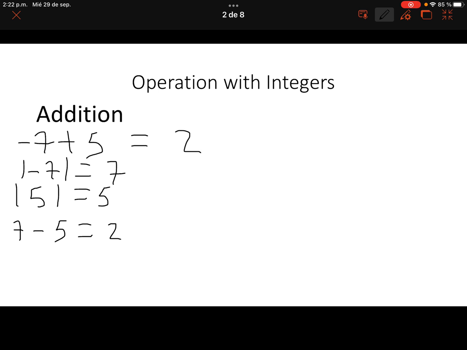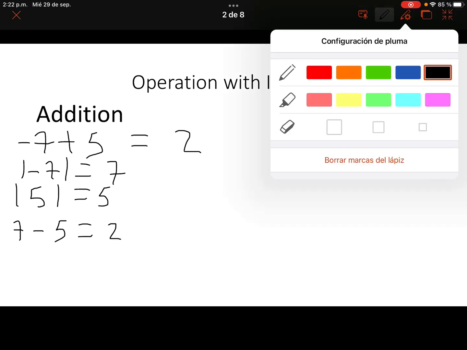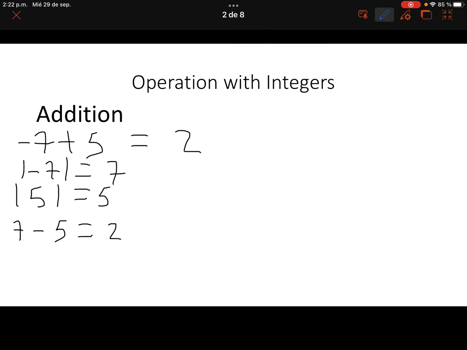But attach the sign of the number with the greatest absolute value. The greatest absolute value is 7, and the original number is not 7, it's -7. That's why the answer is -2. Then -7 plus 5 is equal to -2. Okay, that's addition. Remember the two cases.